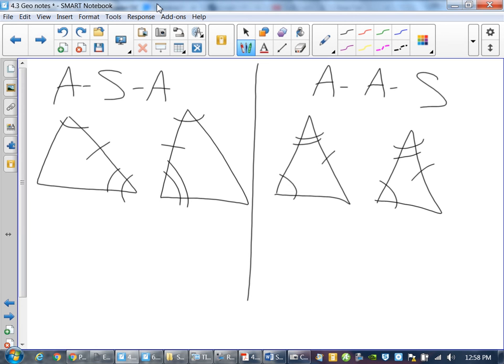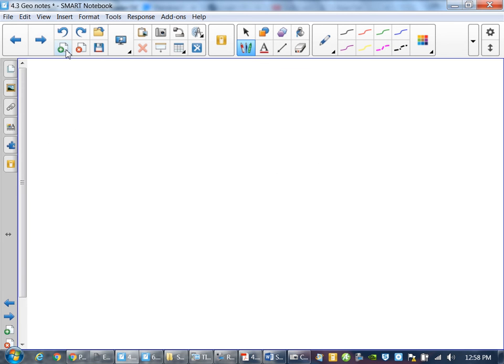But what does exist is this one. This one is called hypotenuse leg. Now, this one isn't so bad because what kind of triangles have a hypotenuse? Right triangles, very good. Hypotenuse leg only can happen, and I want to put could in quotation marks, for right triangles.